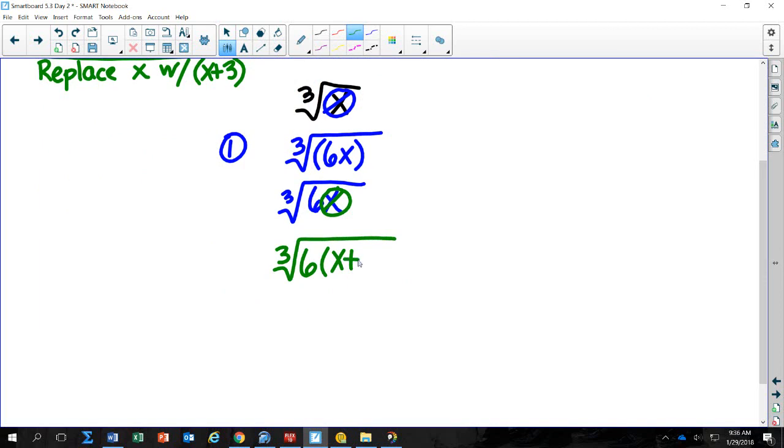Parentheses around x plus 3. Anytime you use substitution, you've got to put it inside parentheses. Okay, now that's very important because if I were to distribute the 6 through, that's going to be 6x plus 18, right? Totally different than 6x plus 3.